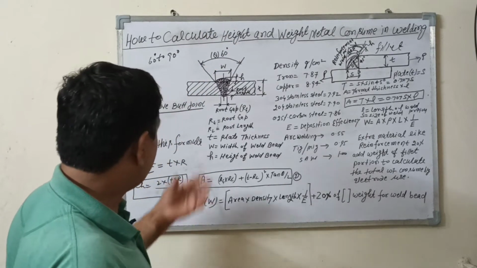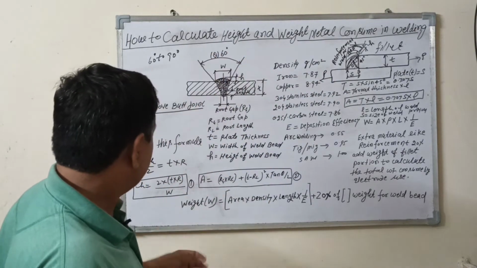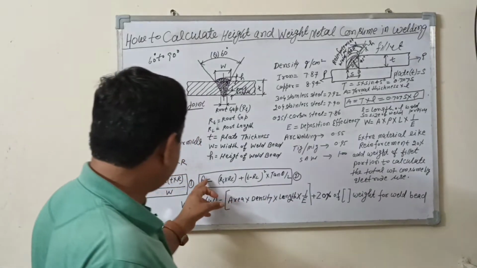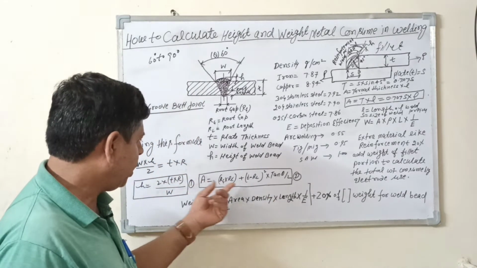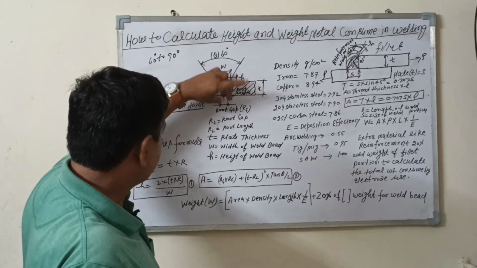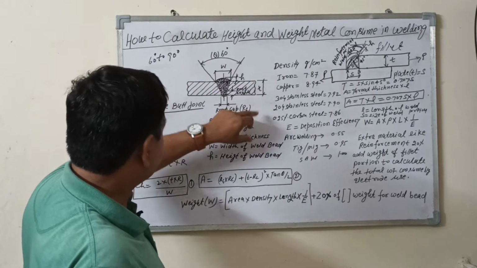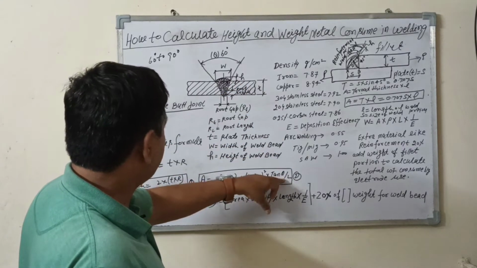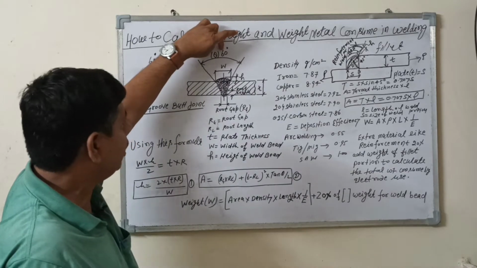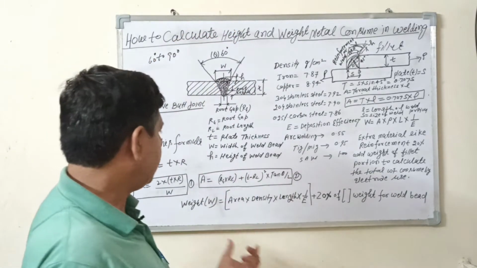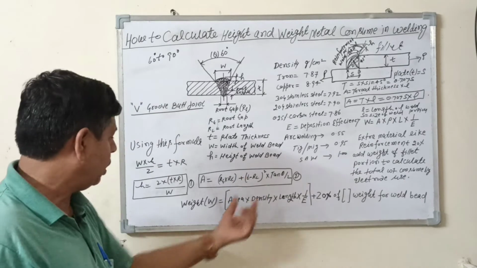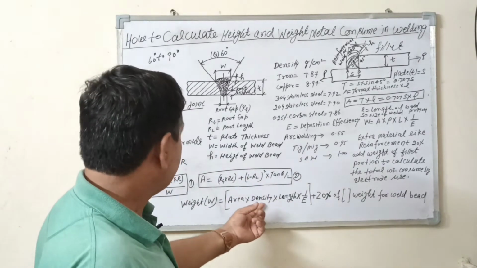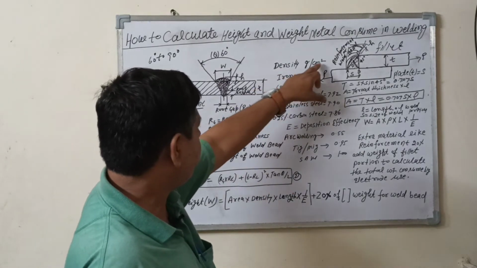And how to calculate the weight of this cavity? The weight of this cavity is area into density into length into 1 by E. The area is calculated by this formula: RG into RL plus T into RL squared into tan theta by 2. Theta value here is 60 degrees. So you can calculate this area by using this formula. So weight is the area into density into L. Density means density in gram per cubic centimeter.